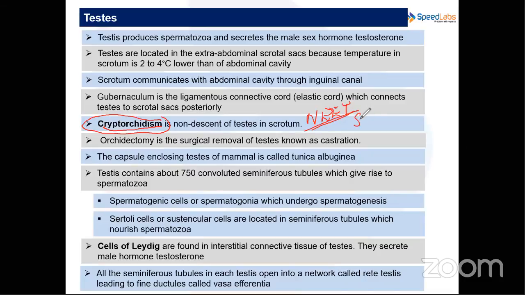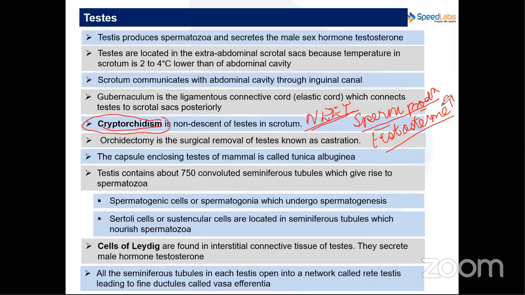So will sperm production take place? Will testosterone be produced? Testosterone is the male hormone, all right. They were just asking these options in the question. Now just write in the chat box and tell me, will sperm production be affected, or will that person be producing testosterone or not? My question is, what happens if cryptorchidism takes place, and is testosterone produced or not?